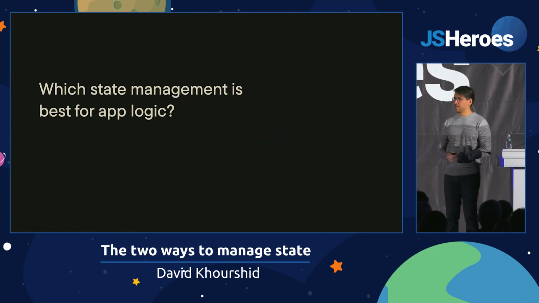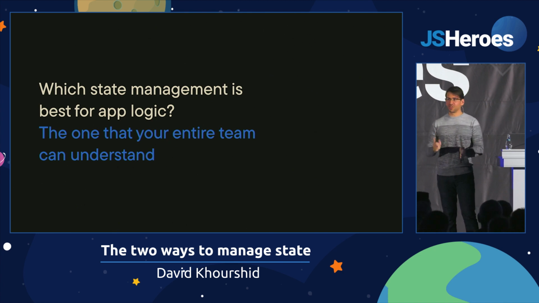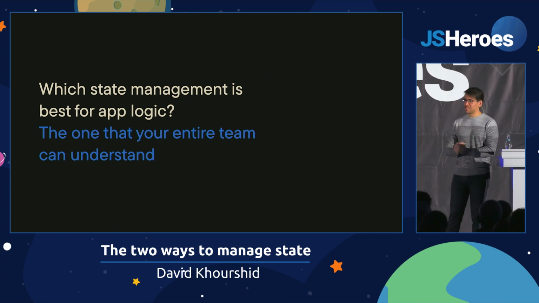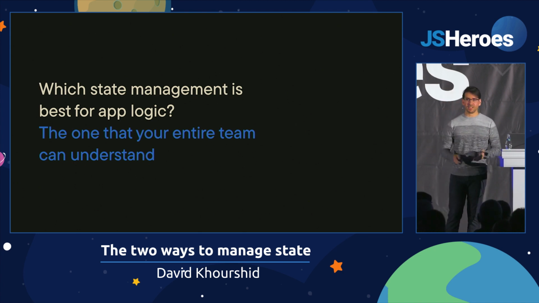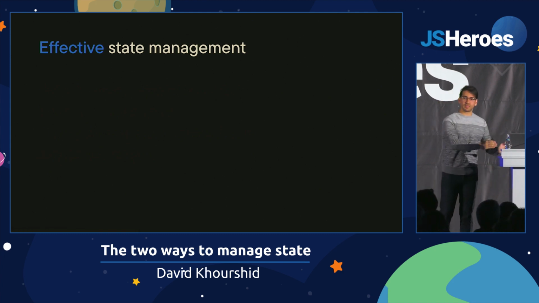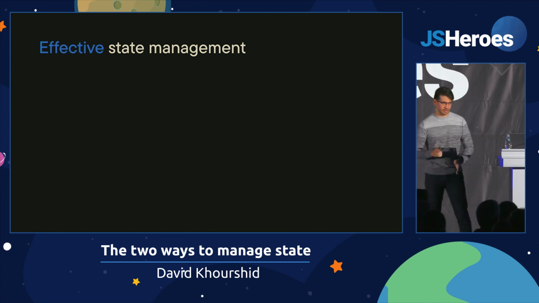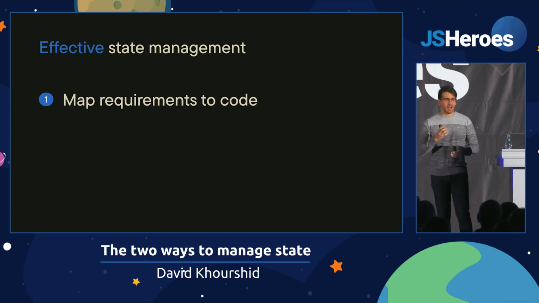And so what is the best state management for app logic? Really, it is the one that your entire team can understand. And I really want to emphasize understand, because state management is not just about the developer updating your code. It is about your entire team understanding what the heck is going on in your code base. And if you're working alone, your team includes you and you 2 weeks ago, and those are two very different people, okay?